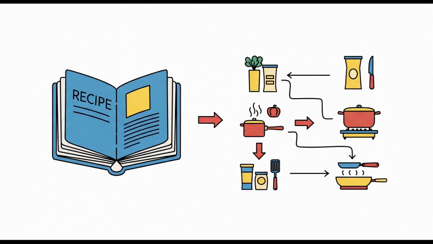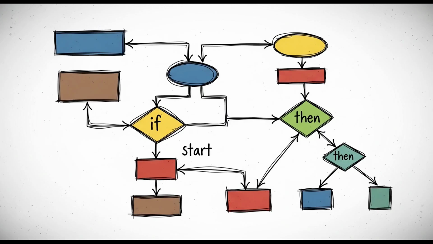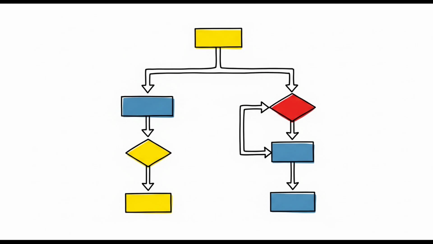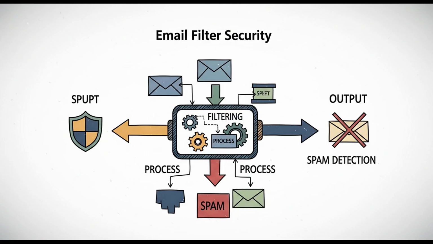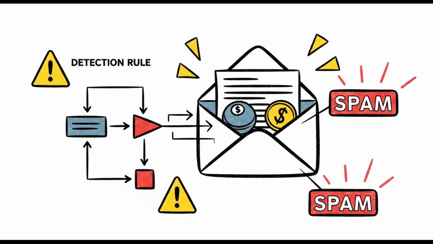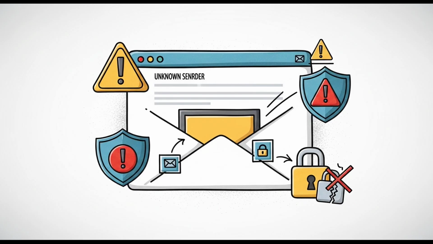Traditional computer programs work like a recipe. A human programmer writes out every single instruction step by step. If this happens, do that. If that happens, do this. It's very rigid and very specific. For example, a programmer might write a spam filter like this. If the email contains the word lottery, mark it as spam. If the email contains the phrase "you've won," mark it as spam. If the email comes from an unknown sender and has an attachment, mark it as spam.